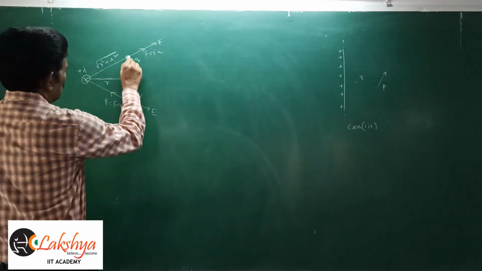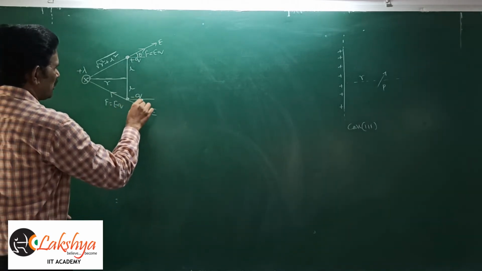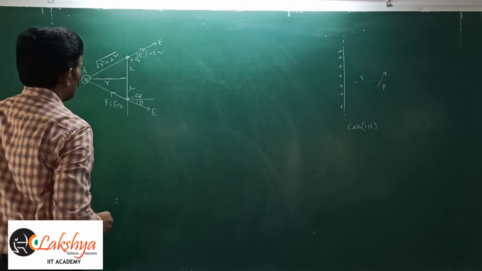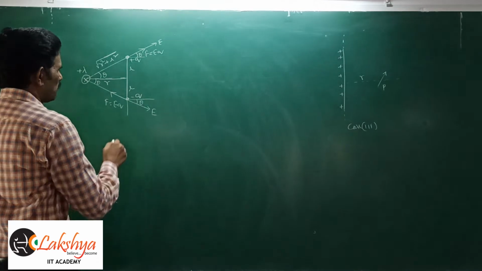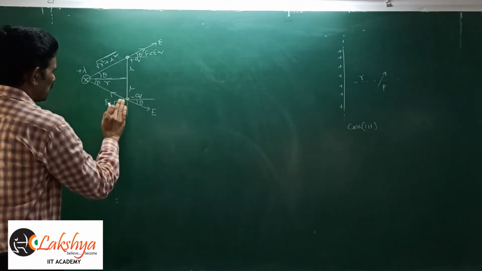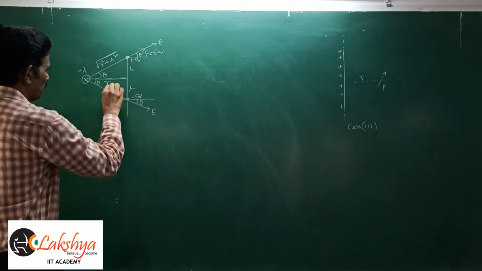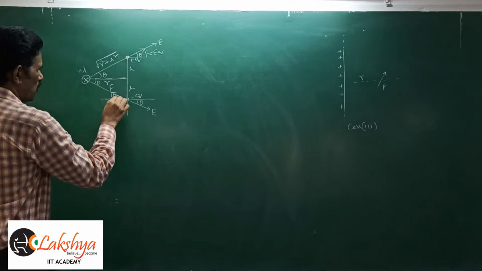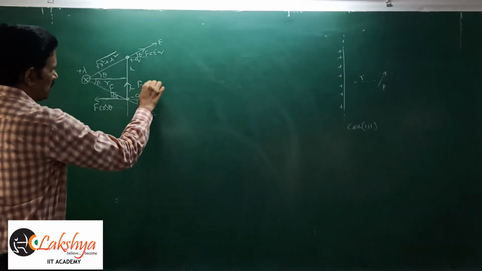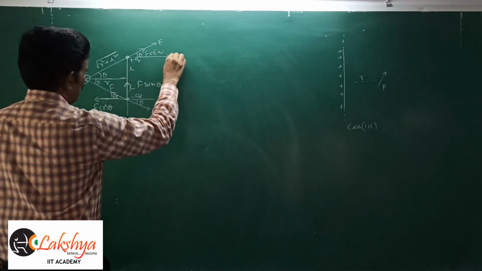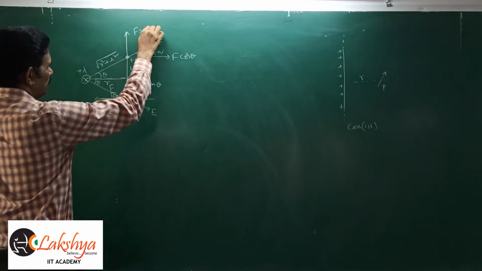Suppose I take this angle as theta. Now let us resolve these forces into components. Here this angle is theta, and I am writing this eq value here. Now I can write this component as f cos theta, and along this will be f sin theta. Similarly here, this component is f cos theta, and this component will be f sin theta.